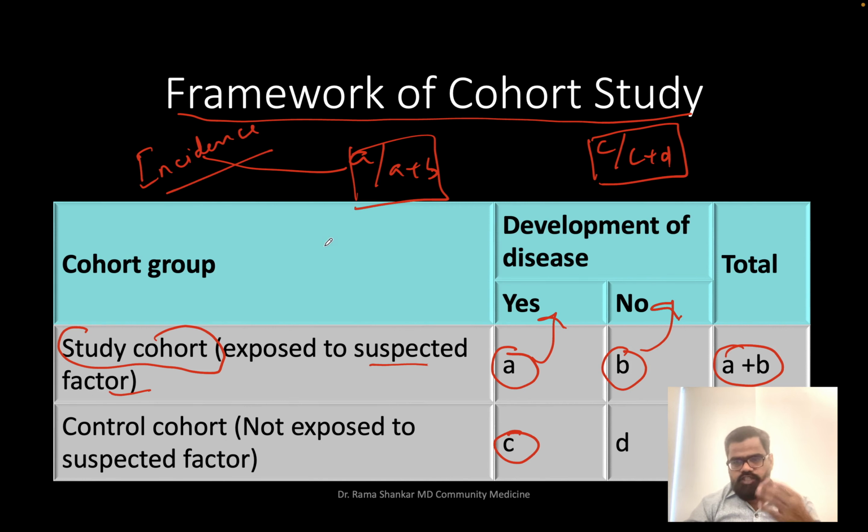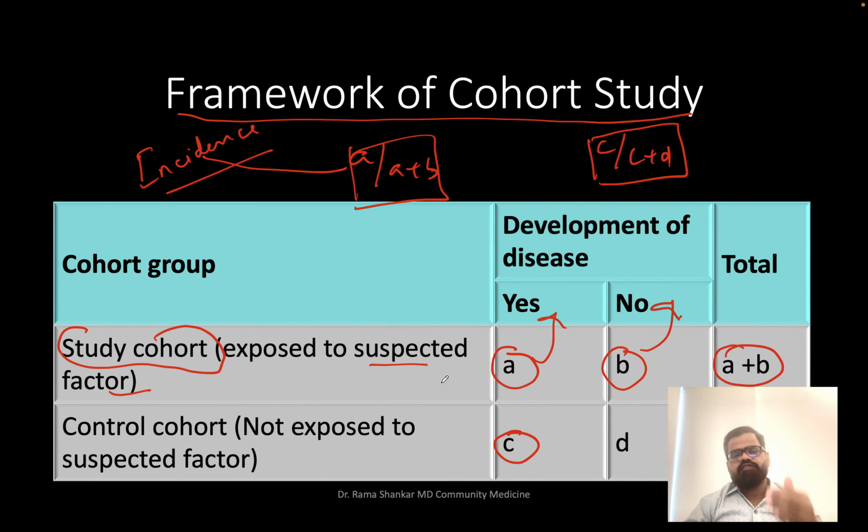As you know, incidence is new cases. Here you are doing a cohort study. After a certain period of time, people may develop disease. People may develop new disease, and that is called incidence. So in cohort study, it is very easy for us to calculate incidence. In this example, if I ask you what is the incidence in the study cohort, you will say A out of A plus B. And if I ask you what is the incidence in the control cohort or non-exposed group, you will say C out of C plus D, meaning C out of the total people belonging to the control cohort, which is C plus D.